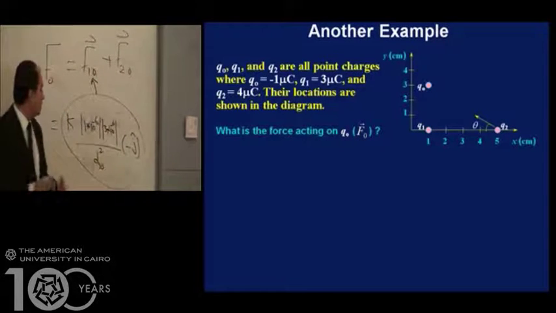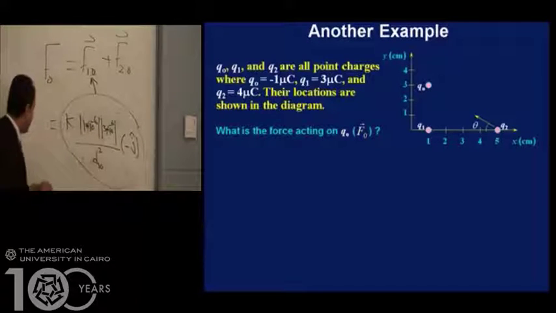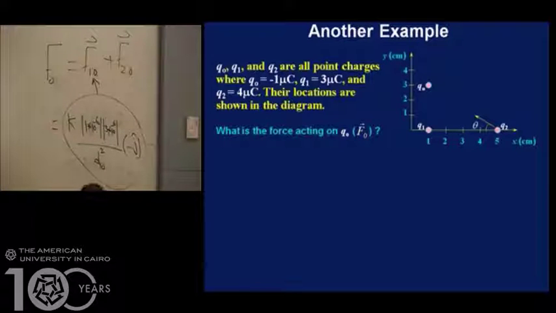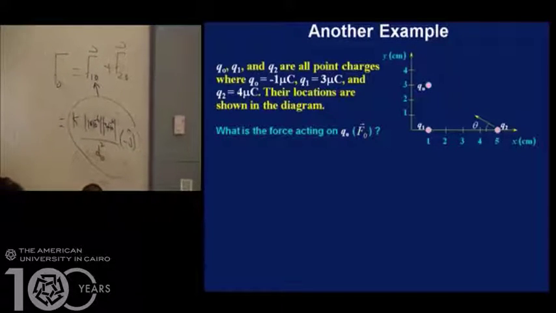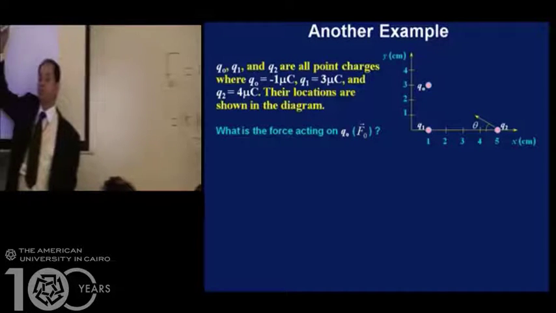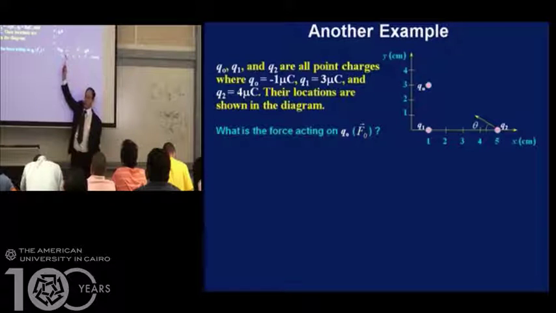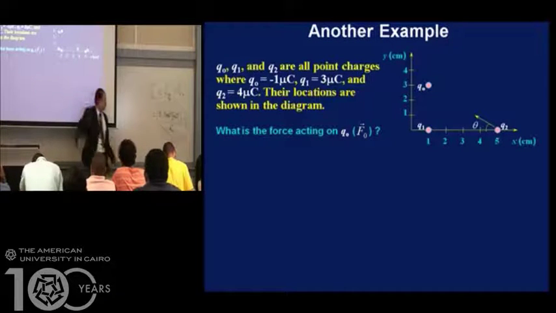F10. Now let's do F20. Let's calculate that. What will be the direction of the force from Q1 on Q0? Are you sure? From Q1 on Q0. Why is it up? What is the sign of Q0? Is it a positive charge or a negative charge? Negative. And Q1. So what will be the force between them? Is it an attractive or a repulsive force? That's why it's negative.